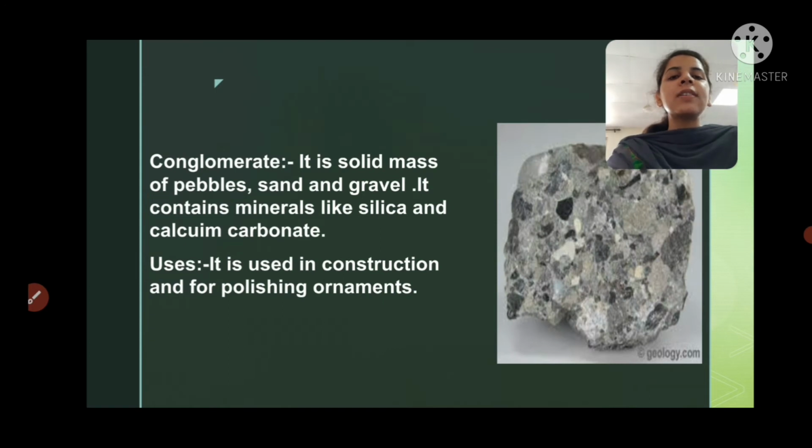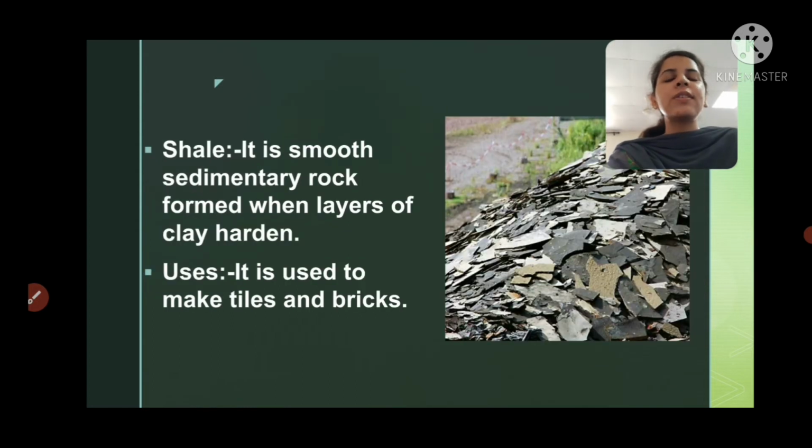conglomerate. So it is a solid mass of pebbles, sand and gravel. It contains minerals like silica and calcium carbonate. So this type of rock contains silica and calcium carbonate, and it is used in construction and for polishing ornaments. Next one, shale. So it is a smooth sedimentary rock which is formed when layers of clay harden, and it is used to make tiles and bricks.